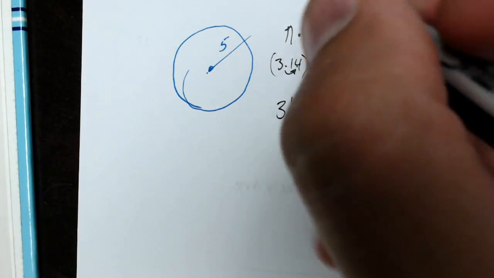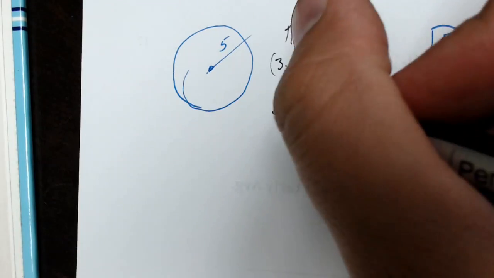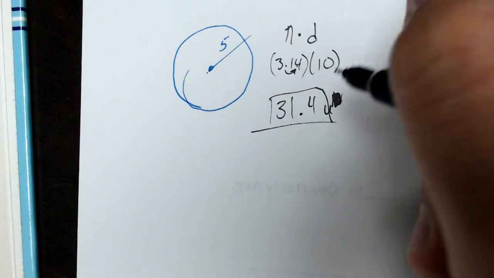There's my circumference. Not squared. What was I thinking? 31.4 units. That's my circumference. That's the distance all the way around the circle.